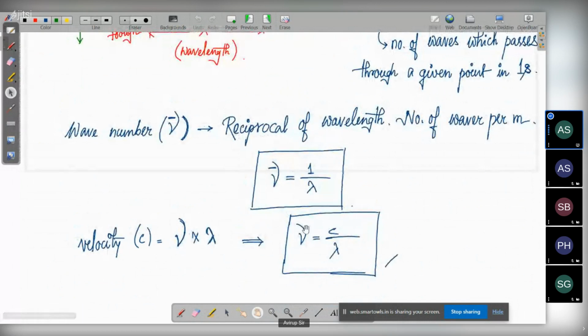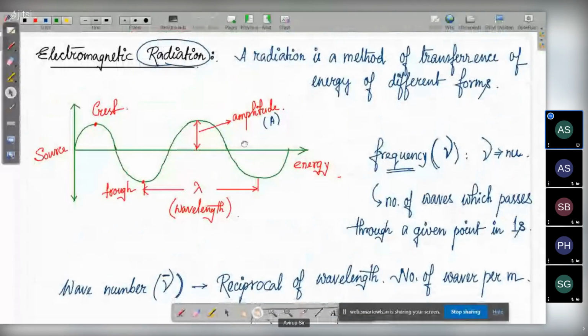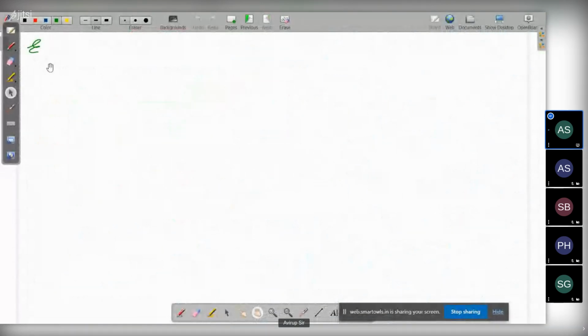You need to remember these two formulas that have been written in the box. Other than that, you need to have a basic idea. That's it. Then you have the electromagnetic spectrum, so let us see about this one.